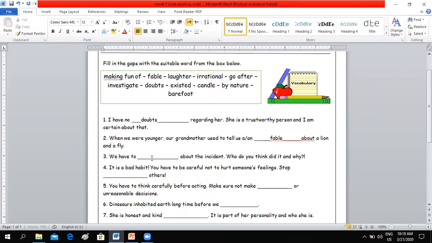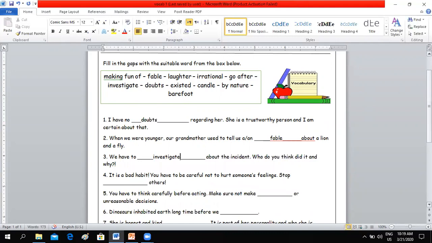We have to investigate the incident. Why? Who do you think did it and why? Questions. Who and why? Then we are investigating. We have to investigate the incident.